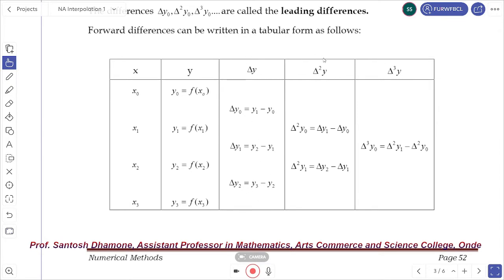Like this, we obtain the second differences, delta square y. Delta square y0 is equal to delta y1 minus delta y0. Subtracting delta y0 from delta y1, we get the second difference. Like this, subtracting delta y1 from delta y2, we get the second difference delta square y1. Then we calculate the third difference. Delta cube y0 is equal to delta square y1 minus delta square y0. Like this, we calculate the n differences of the given function.